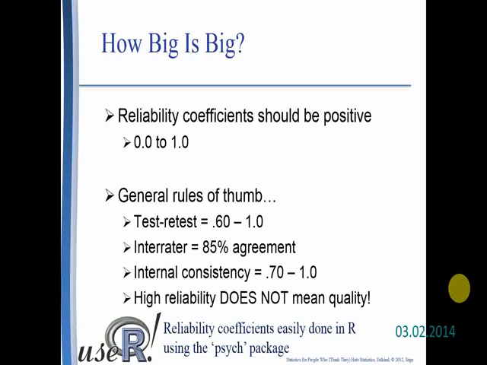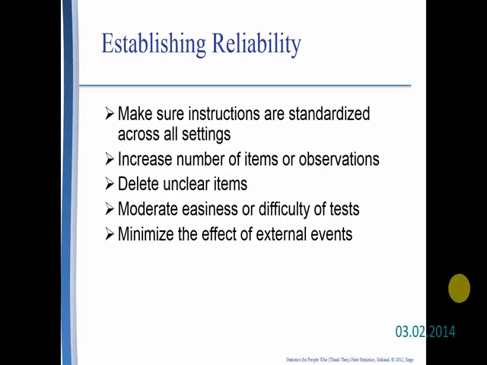Test-retest, if 60% of the time it tests the same thing, it's generally considered to be reliable. If 85% of the therapists are diagnosing a person with depression as being depressed, then you're kind of okay. But reliability is only one piece of it. You could have a couple of raters who don't really understand the concept, and so even though they rate something in high agreement, they may be rating it consistently wrong.